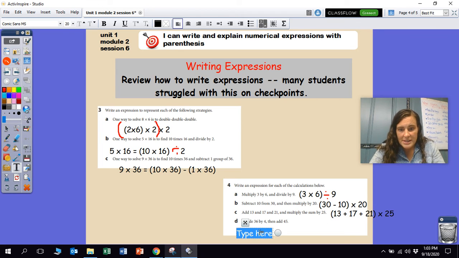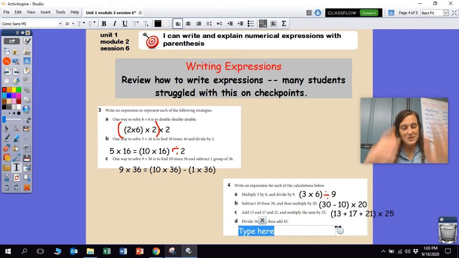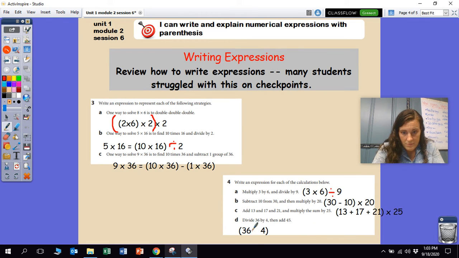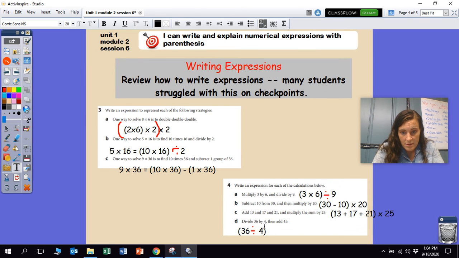The next one, divide 36 by 4, then add 45. Again, we have to start with that group together. First, we're going to take 36 and divide it by 4. And then we're going to add 45.